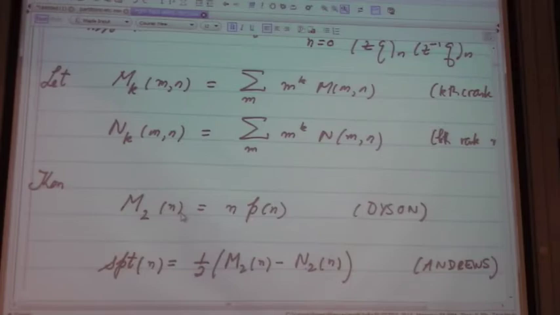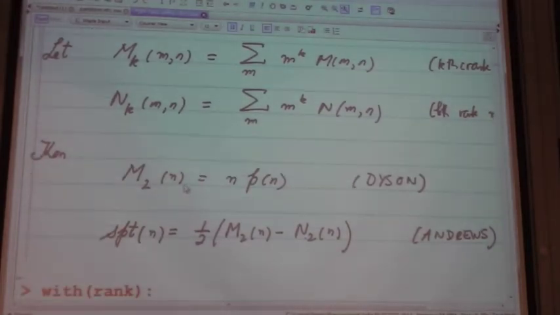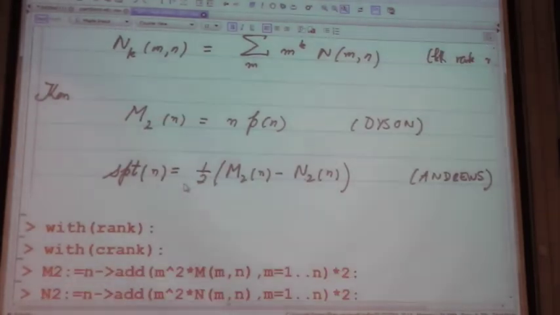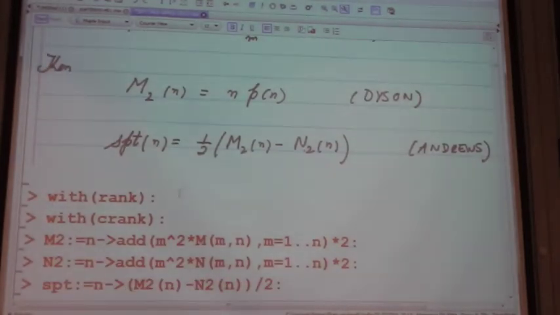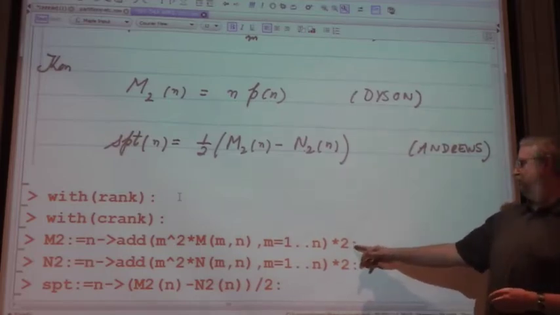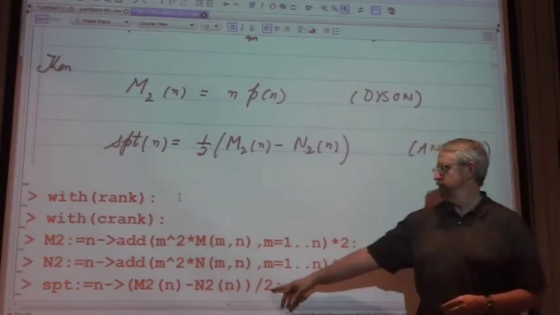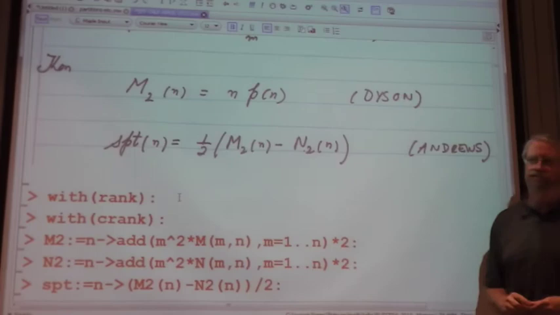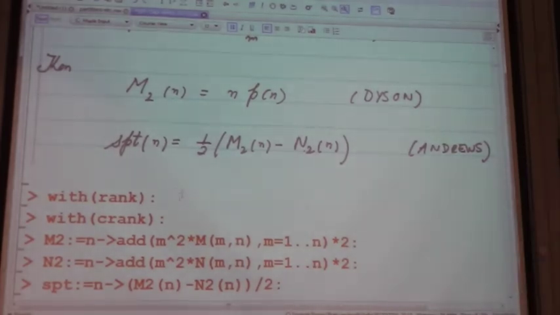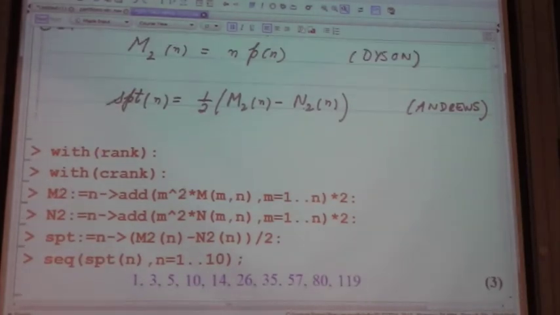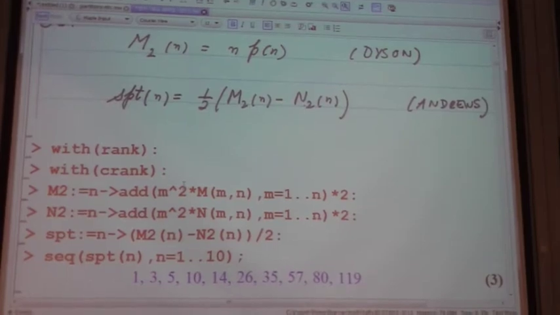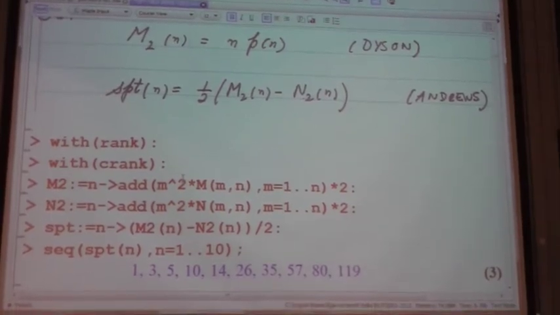And we have efficient ways of working out these rank generating functions, or moment generating functions. So that gives another way of calculating. Here, I have another two packages that I call rank and crank. Here I've defined the second crank moment, the second rank moment, and then redefined SPT using Andrews' identity. And there are the first 10 coefficients, and that should coincide with what was before.